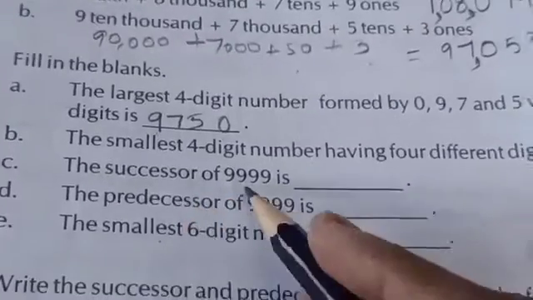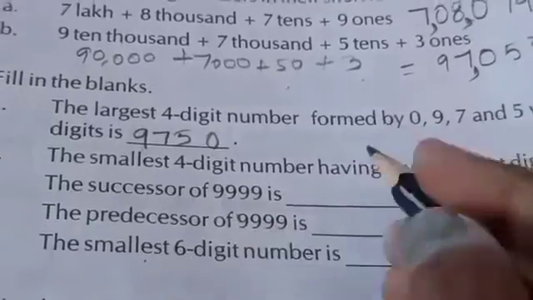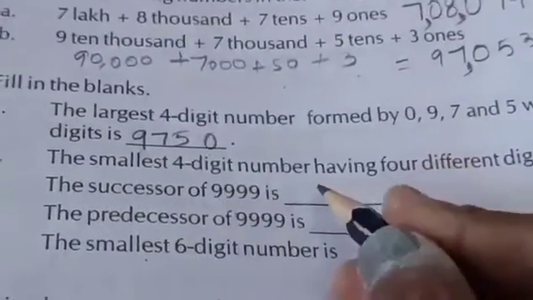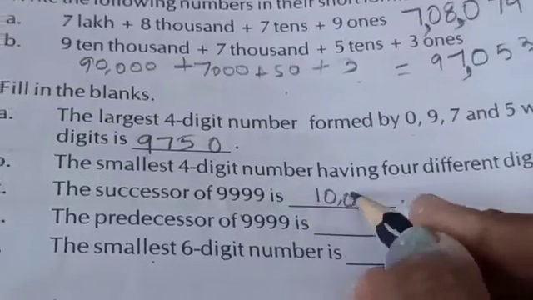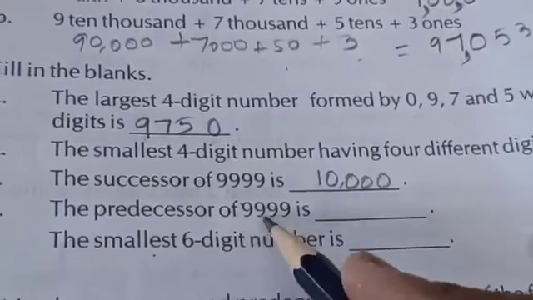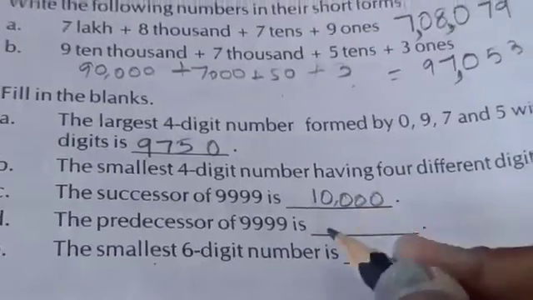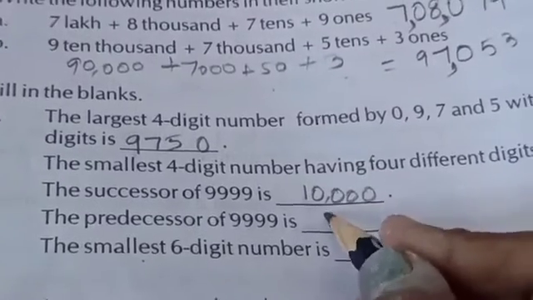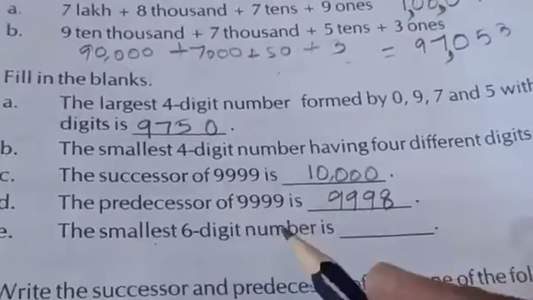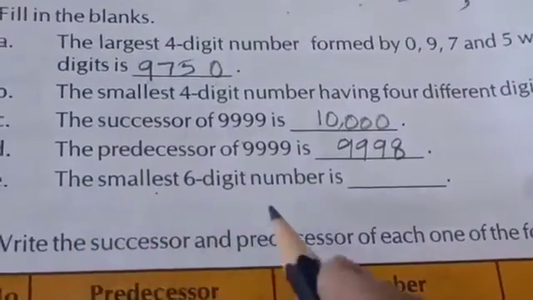Now the successor of 9999. Successor is nothing but the next number. The next number of 9999 is what? 10,000. Okay, next, the predecessor of 9999. Predecessor is nothing but the number before. Okay, 9998 is the predecessor of 9999.